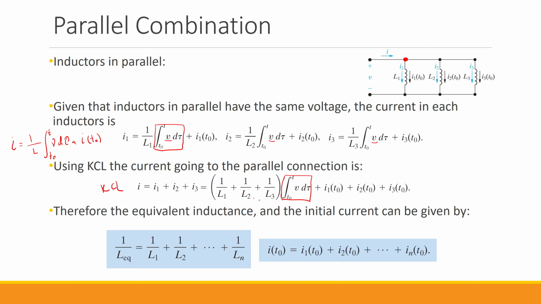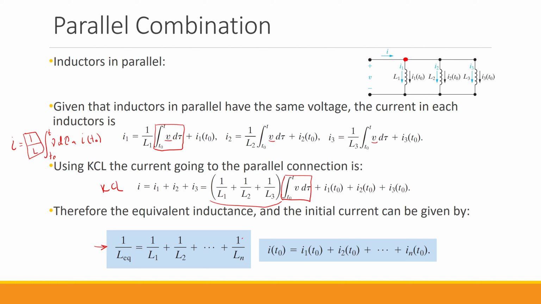So if you put this equation next to the general equation, you see that this part is now represented by this summation. That means that the equivalent inductance for this circuit can be calculated by the following equation: 1 over the equivalent inductance equals 1 over L1 plus 1 over L2 all the way to 1 over Ln.